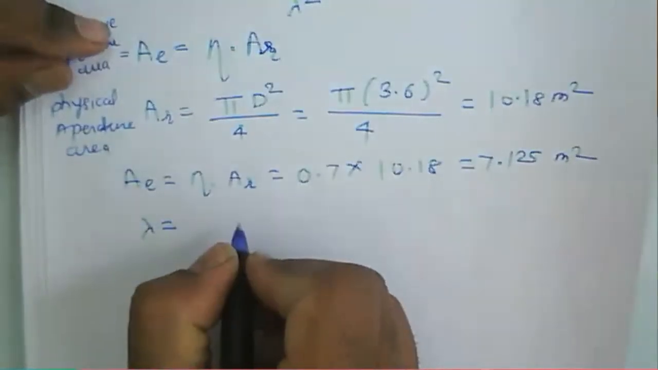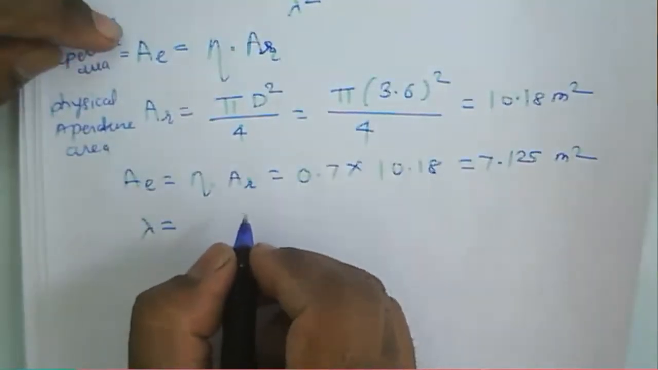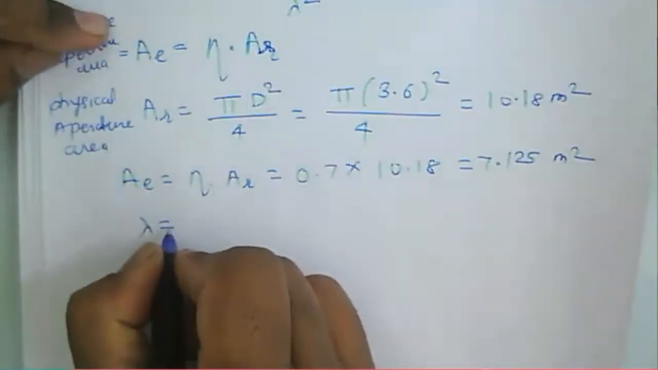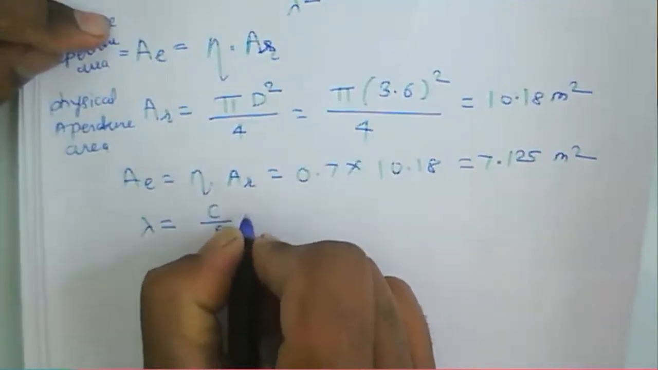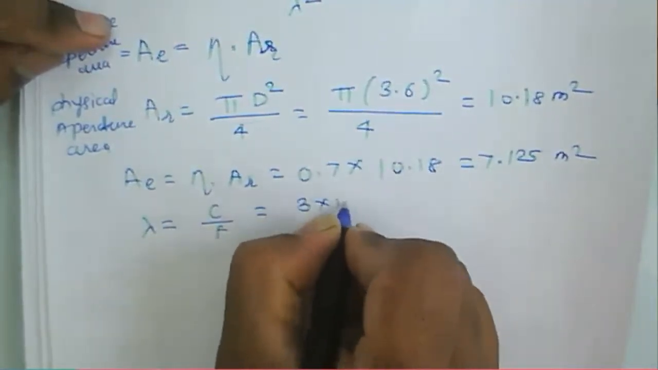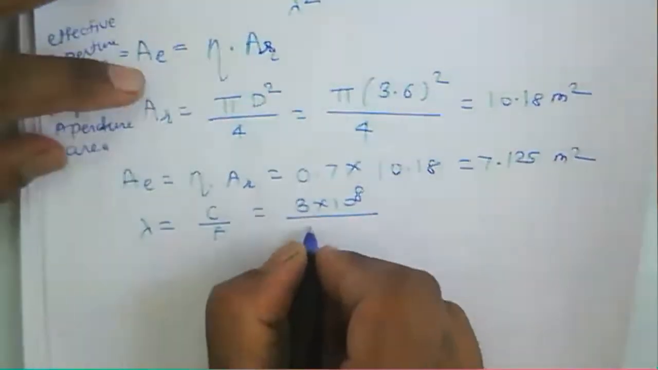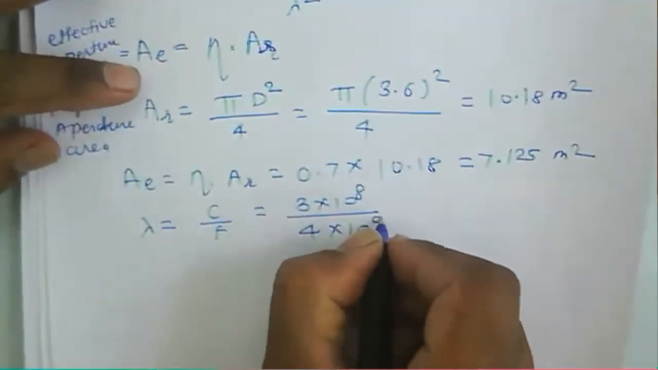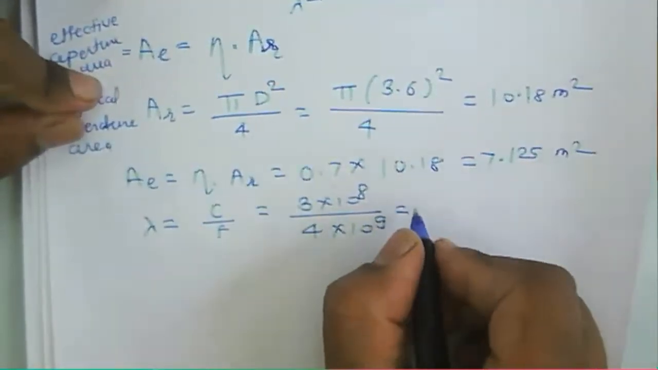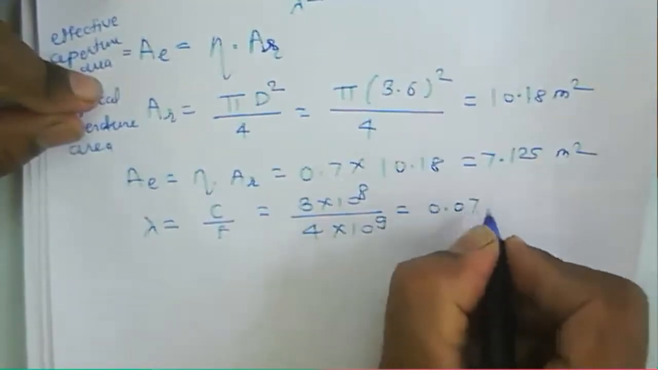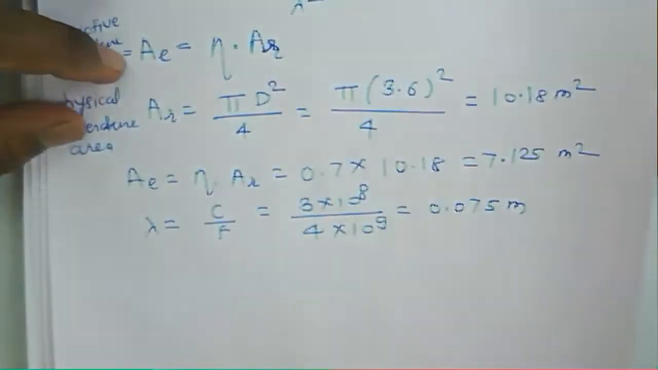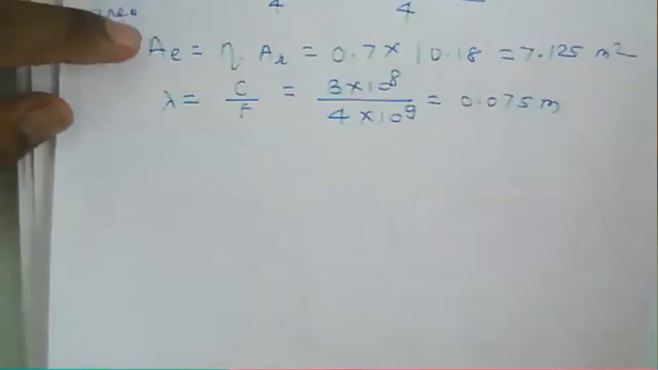So before that we shall calculate what the lambda will be here. Lambda is equal to what? It is C by F, that is 3 into 10 to the power 8 divided by the frequency, which is 4 gigahertz given, 4 into 10 to the power 9. So then you will get lambda equal to 0.075 meter.